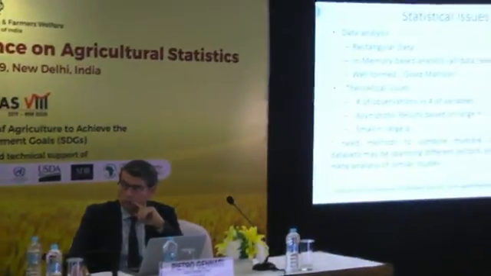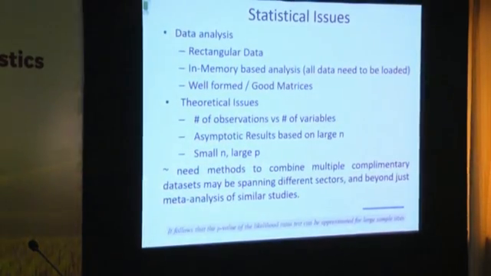Once this data becomes available in one place, all layers can be overlaid together. Through the use of remote sensing data, soil data, and research data, all data can be overlaid and inferences can be drawn to provide location-specific advisory to farmers at the individual level. Therefore, we need methods to combine multiple complementary data sets, maybe spanning different sectors, and beyond just meta-analysis of similar studies. But the bigger problem that will come is that of small n and large p. Data points are small, but we have to deliberate on a large number of parameters to be estimated from the data. Therefore, we have to handle that through big data analytics platforms.